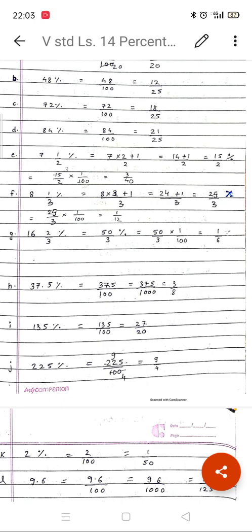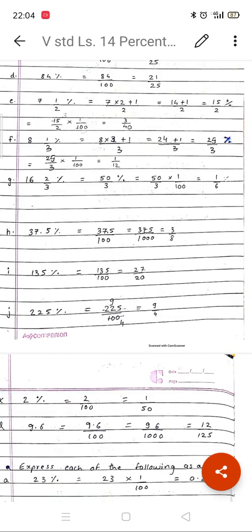Now, you have learned about this in your earlier classes, how to convert a mixed fraction. Now, here we have 15 divided by 2. So, what we will do over here is we will multiply this number by 1 upon 100 and we'll get the answer 3 divided by 40 or 3 upon 40. F and G are similar to E.